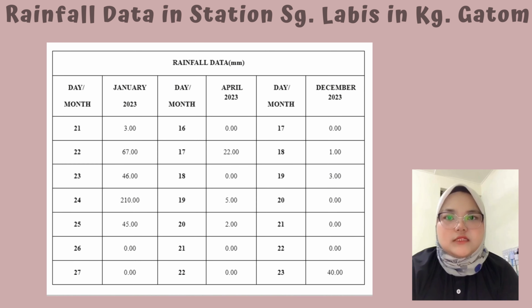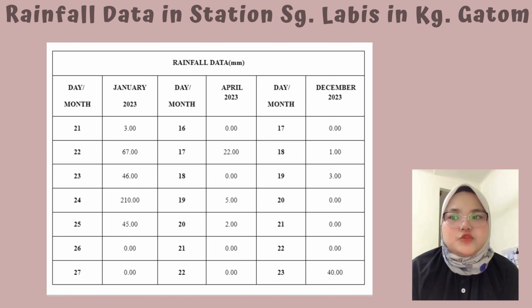So first, rainfall data in station Sungai Labis in Kampung Gatom. We got the rainfall data from 3 different months, which are 21 January until 27 January, next 16 April until 22 April, and lastly 17 December until 23 December. The highest rainfall in January 2023 is on 24 January, which is 210 mm. For April, the highest rainfall is on 17 April. And for December, the highest rainfall is on 23 December.